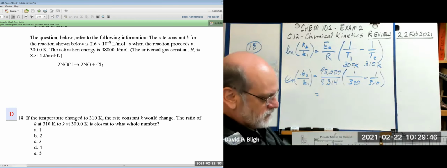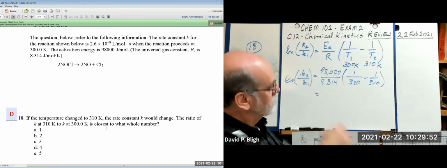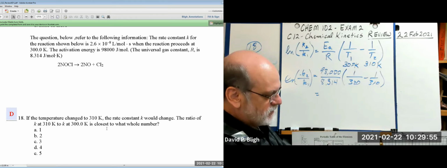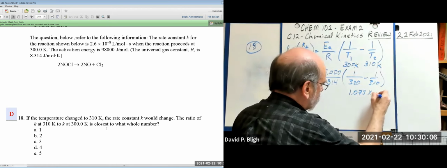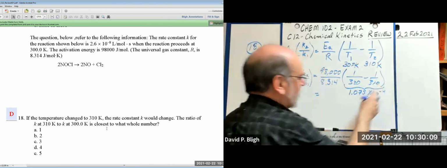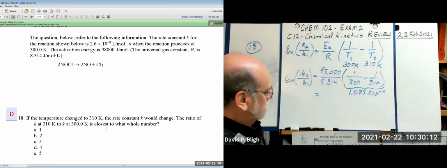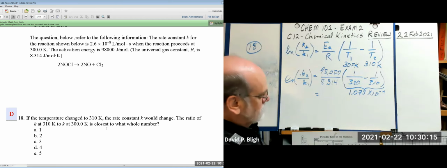So we take this one, 300 reciprocal, and then subtract 310 reciprocal. And we get 1.075 times 10 to the minus 4. Then that one times this one divided by that one. Nope, I messed up. I'll have to punch the numbers in.